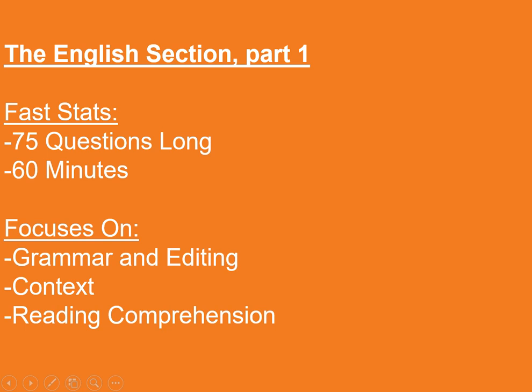So the English section on the ACT has 75 questions, and you only have 60 minutes to do it. That means you've got to move quickly. It focuses on grammar and editing, context, and reading comprehension.